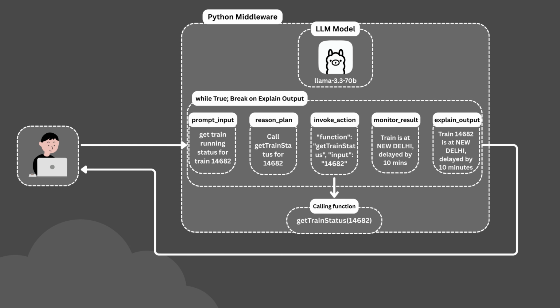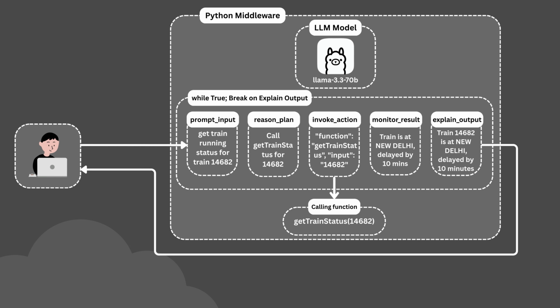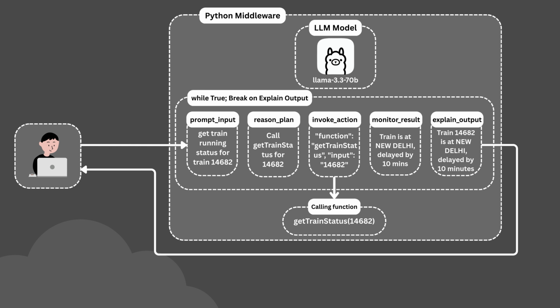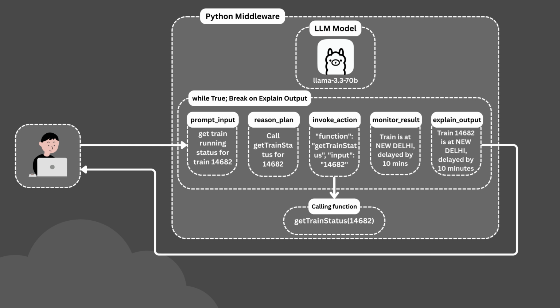Let's consider this example where the Python middleware is there. The prompt is get train running status for a train. For this, there is a reason plan. So basically the LLM model is thinking to itself that for getting the status for this train number, it needs to call get train status for this parameter. Then it is going to call the next invoke action step that will pass this function and input to the Python program. Now this Python program will parse this JSON object, get the function name and input, and then call this function and return the result.